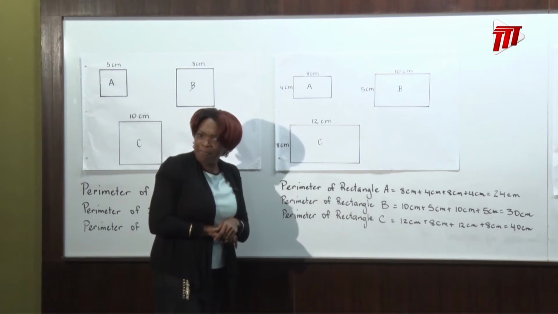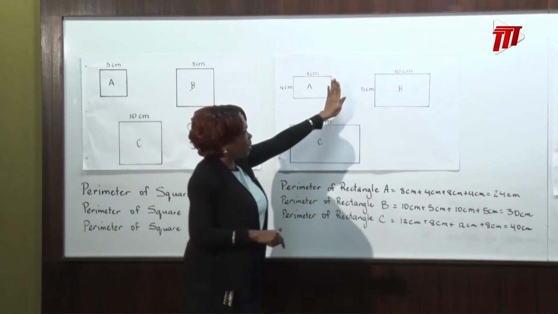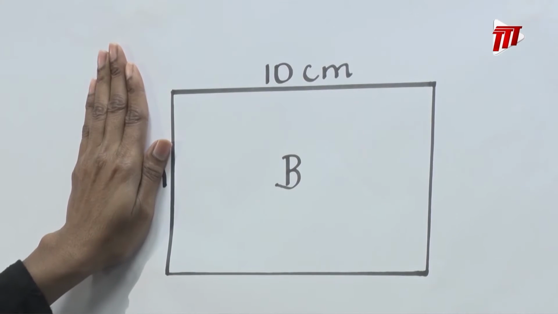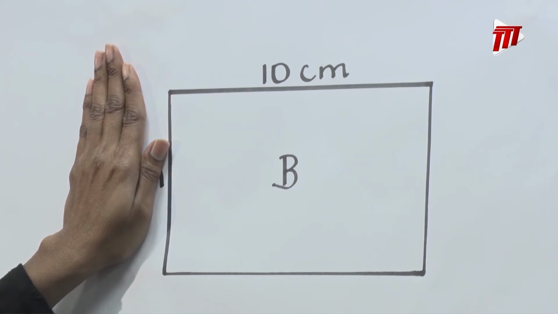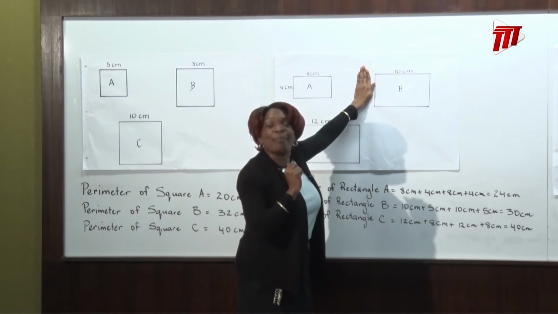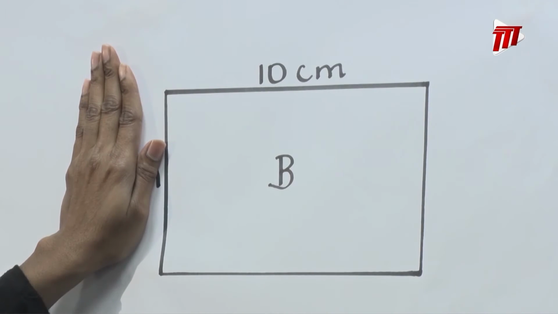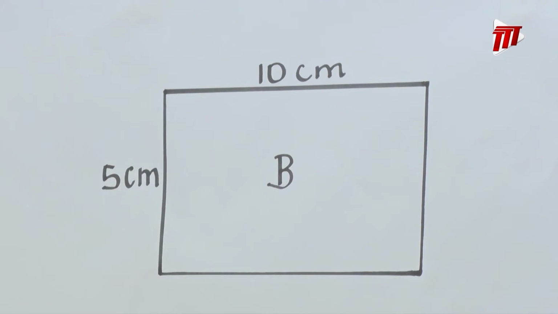Can we try that with rectangle B? Which one did I block off? Could you remember? Yes, the breadth. We're working backwards now to get 5 centimeters. 30 centimeters, what are we going to do to it? Divided by 2. 30 centimeters divided by 2 will give us what? 15 centimeters. And what are we going to do with that length there? We are going to take it away. 15 centimeters, take away 10 centimeters will give us what? 5 centimeters. Are you seeing it?